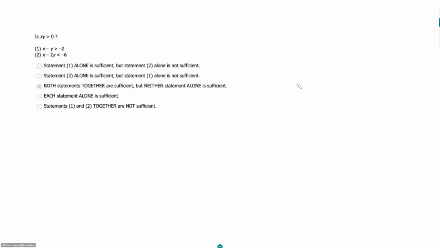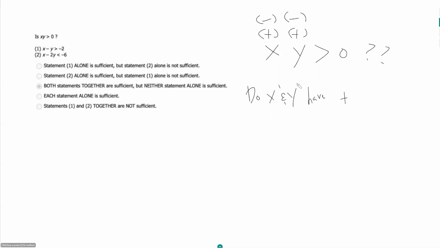Is x times y greater than 0? So the only way for that to be true is if x is positive and y is positive, or if x is negative and y is negative. So we can rephrase our question here as, do x and y have the same sign?